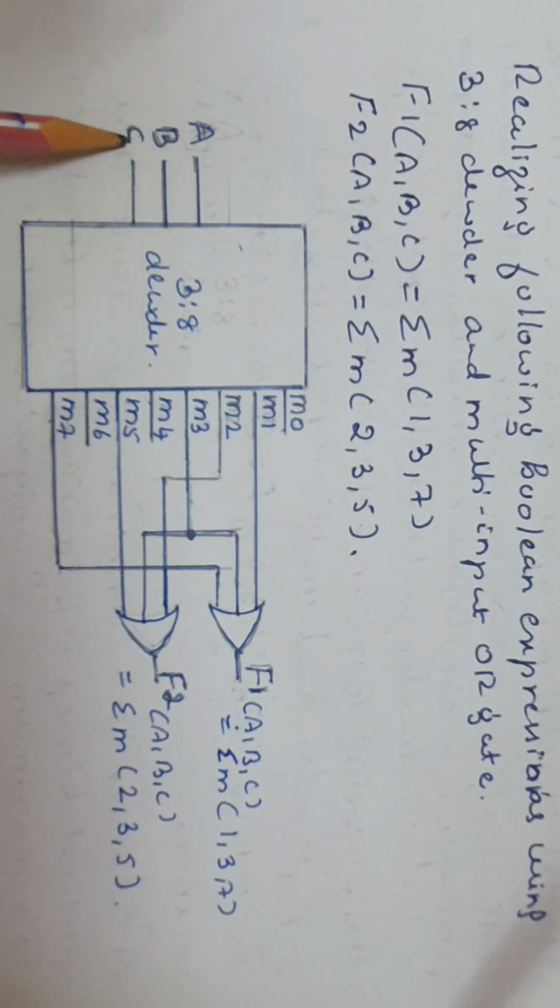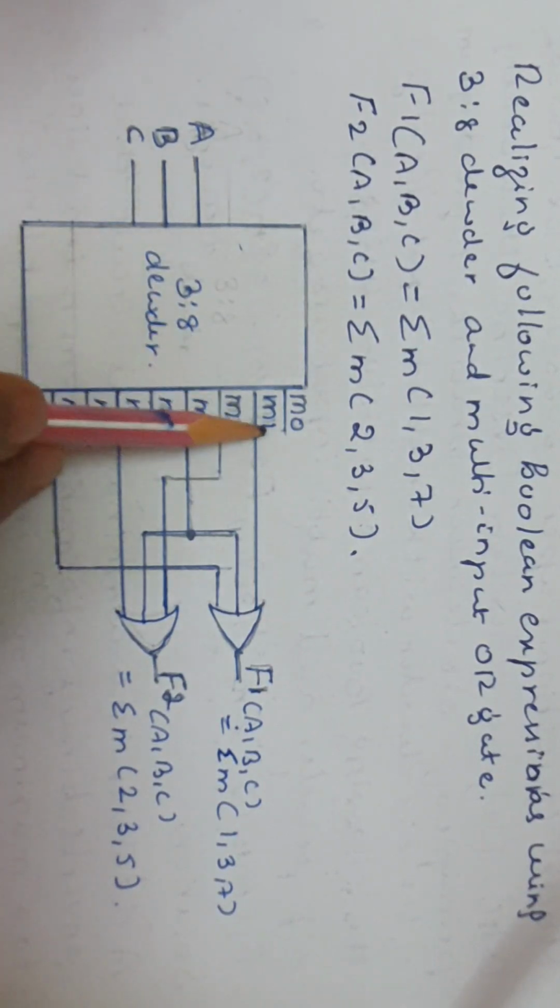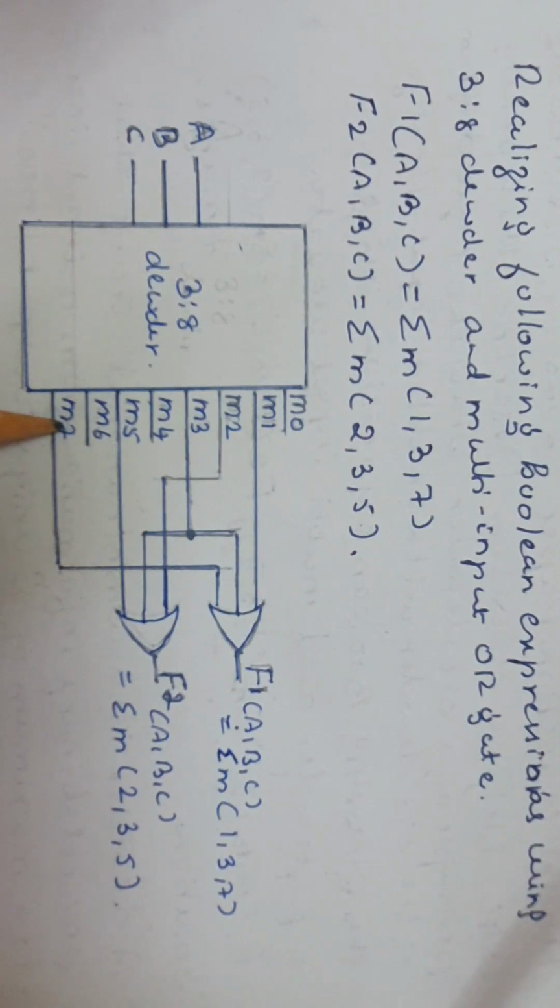A, B, C are the inputs, that is 3 inputs, and the 8 outputs are M0, M1, M2, M3, M4, M5, M6, M7. For any input combination given here, only one output line will go high. So when the input combination is 0, 0, 1, it means M1. What is it in binary? 0, 0, 1. The decimal is 1. So only the M1 line goes high.